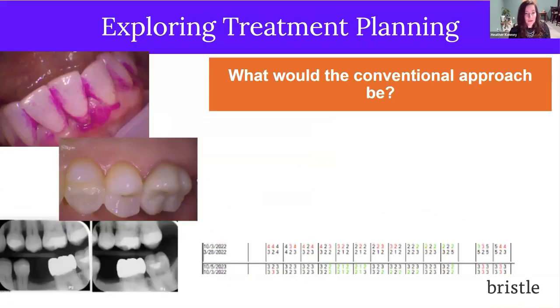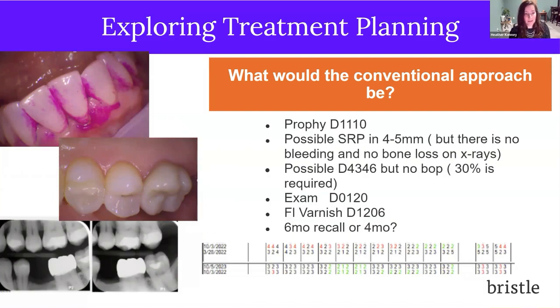So in my office, we did guided biofilm therapy. I love disclosing patients. So for this case, let's just talk about what the conventional approach might be. First off, maybe we're going to do a D1110, a traditional prophy, because we do have pink stippled firm tissue, there wasn't really a lot of bleeding.